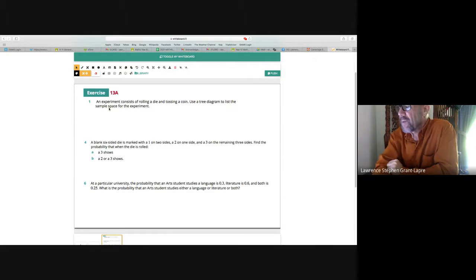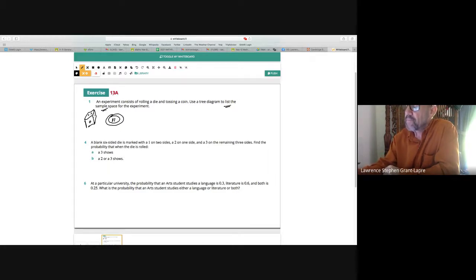Question 1: an experiment consists of rolling a dice and tossing a coin. So there's a dice and there's a coin, heads or tails. So just put heads on this side, tails on the other side. Use a tree diagram to list the sample space.